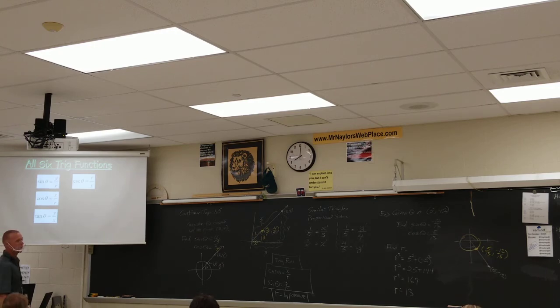Now, we call that the cosecant, abbreviated CSC. Cosecant is the reciprocal of sine, and so it's r over y. Sorry about that, r over y. Secant. Secant is the reciprocal of cosine. So it's r over x.